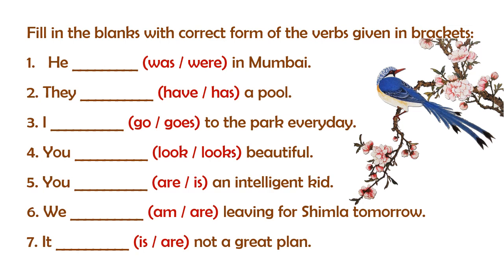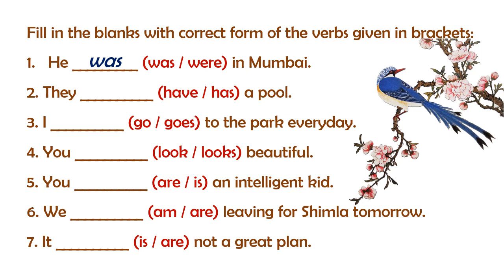Number 1, he dash in Mumbai. He is third person singular pronoun. So it takes singular verb. A singular verb ends in s. So the answer is was. He was in Mumbai.